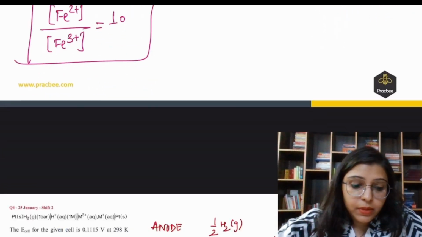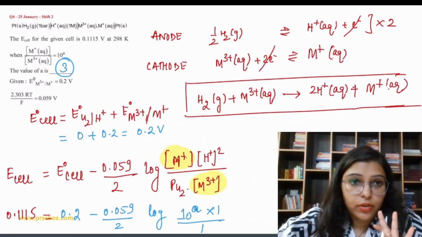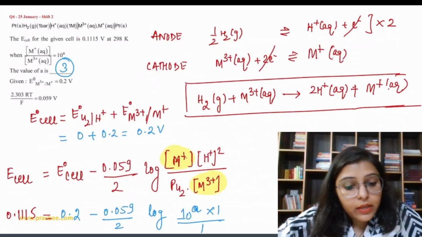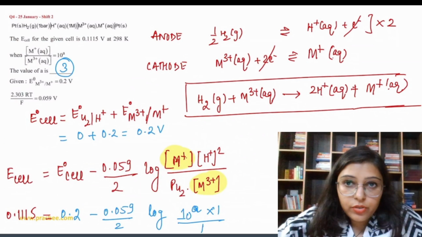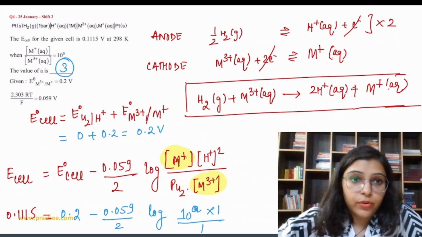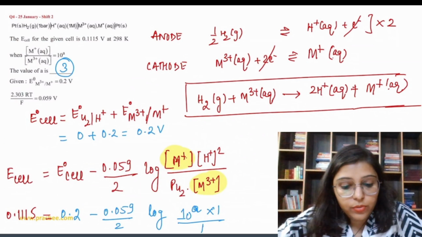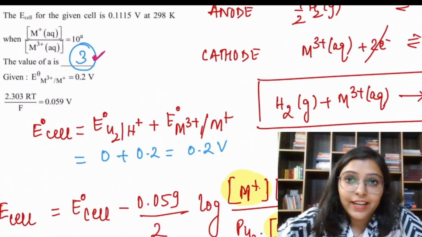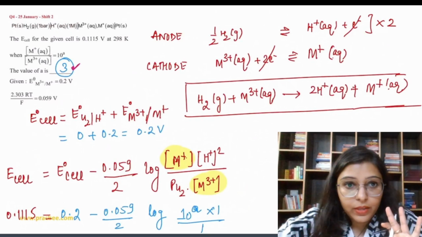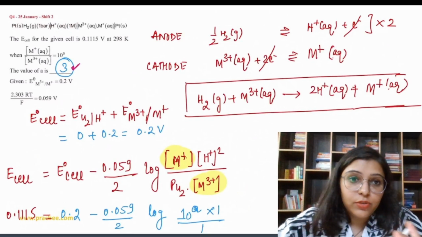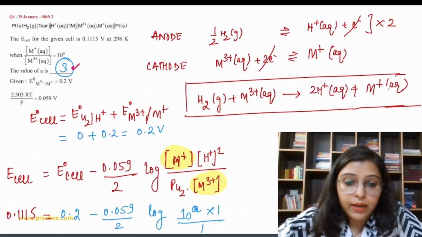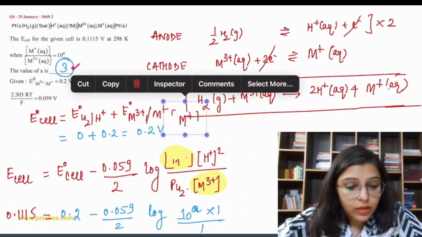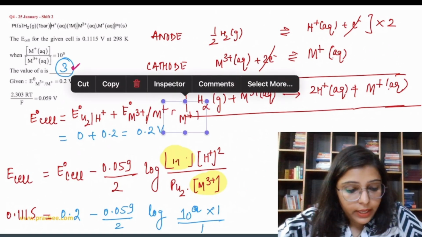Now on the basis of a similar approach, you can solve this question. I have already solved the full question. Just try on your own and try to find out the correct answer. The correct answer of this question is 3. Completely based on the Nernst equation. Now let's do the next question.